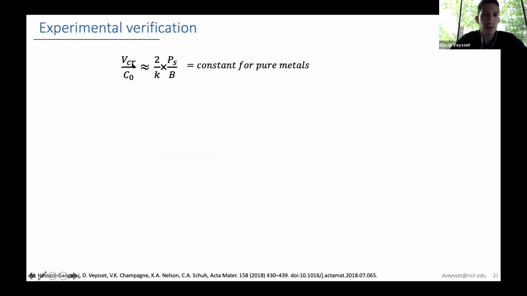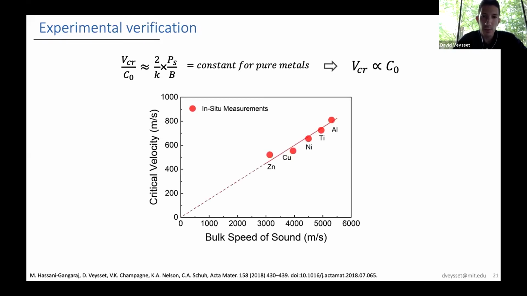And this critical velocity over the bulk speed of sound in metals is about a constant for pure metals. So it can be approximated as a constant for pure metals, which would lead to a critical velocity that's proportional to the speed of sound. And this is what we verify experimentally for a variety of metals, zinc, copper, etc., for matching materials. So where the particle is the same as the substrate material, and for normal impacts.